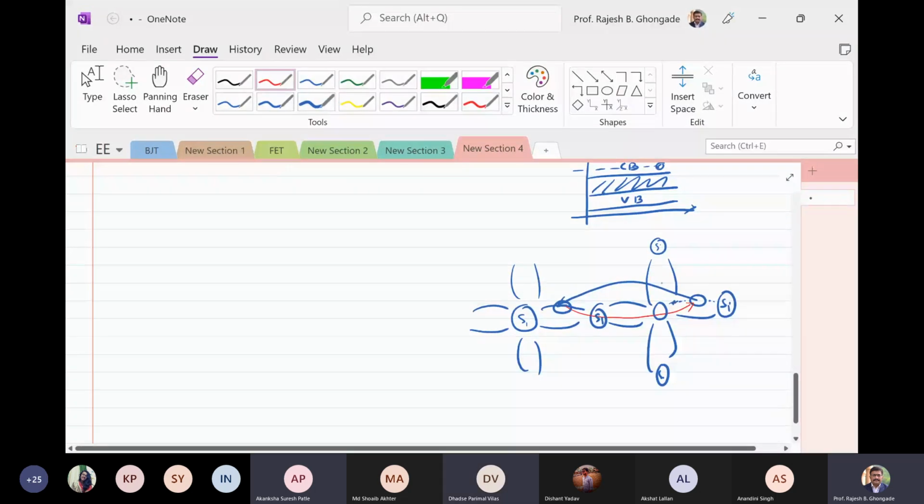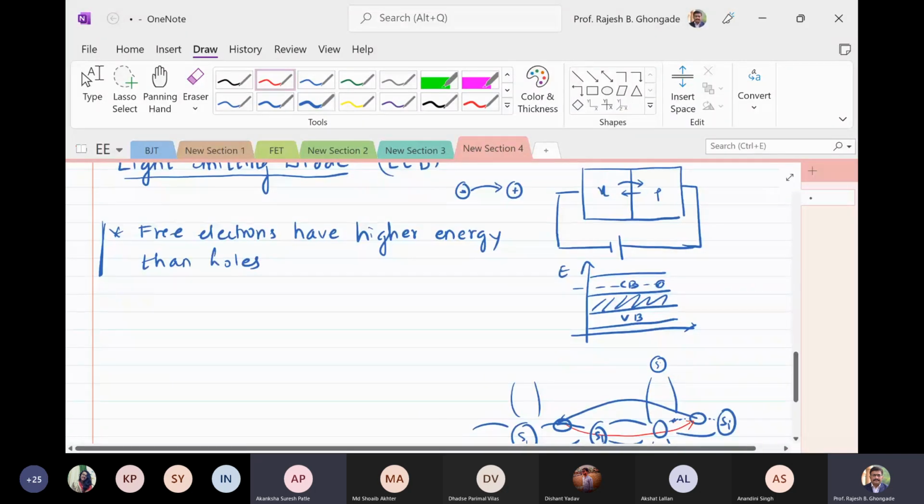Hole is not moving. The electron is moving, but its placeholder, which we call as hole, moves in the opposite direction. So as you can see, it moves from one bond to the other bond. It is not free directly, and that is the reason why it has got lower energy as compared to that of the electrons. Samajh mein aaya? Yes, sir.